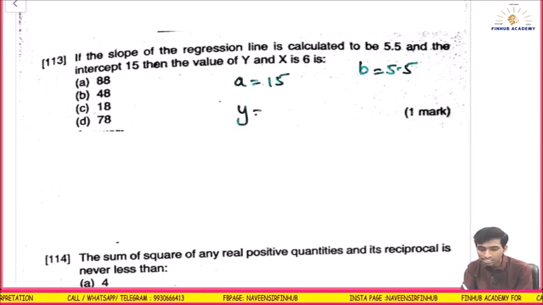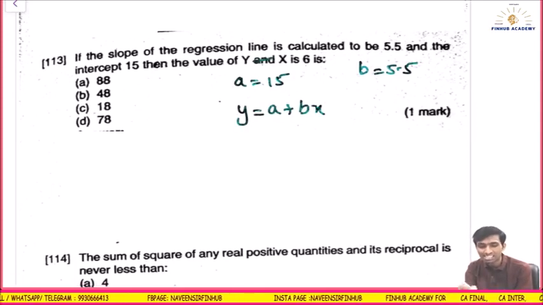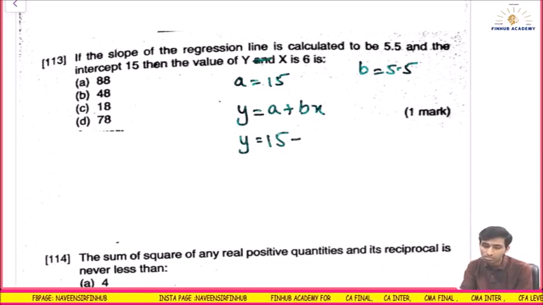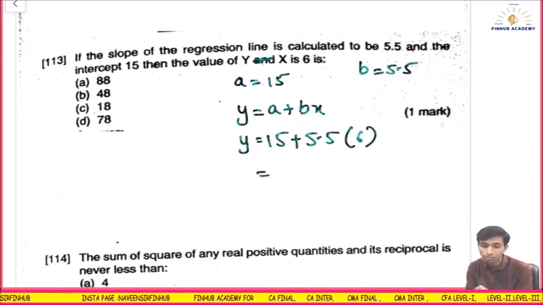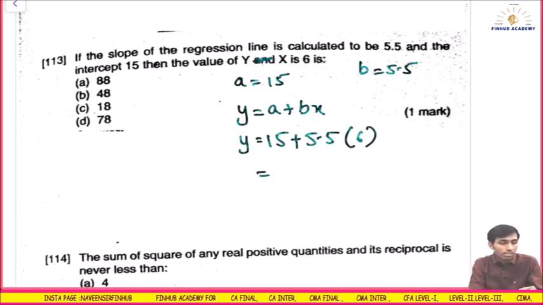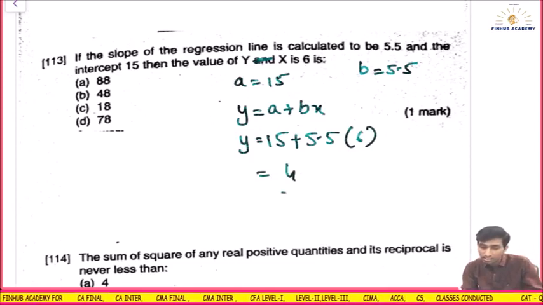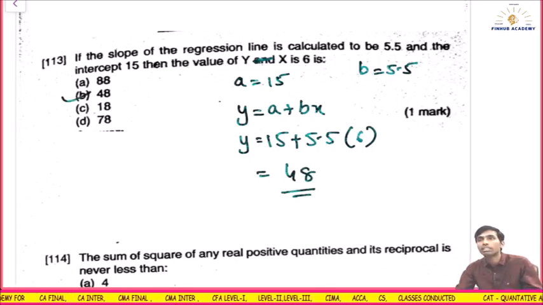So y on x is equal to a plus bx. Okay, value of y when x is 6. It may be like that. To understand their feelings, a is 15 plus b is how much? 5.5 into x is 6. So 5.5 into 6 plus 15. So I am getting answer as 48. Is it there? Yes. So I have understood their feeling. Answer is what? B.